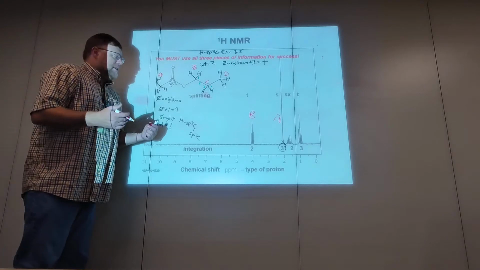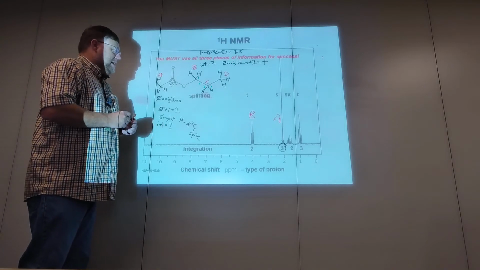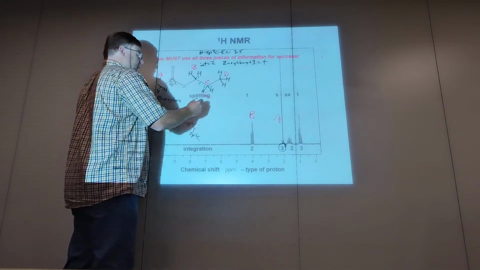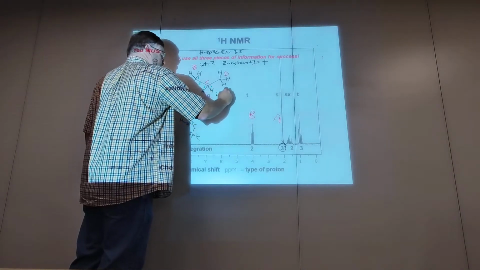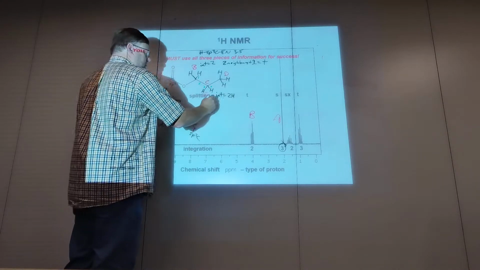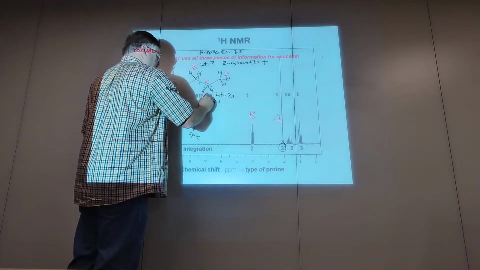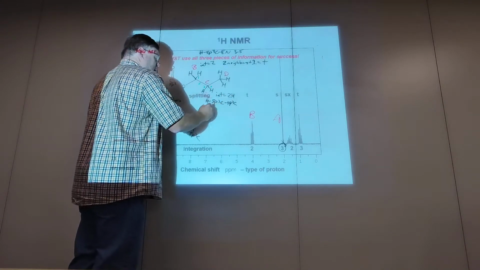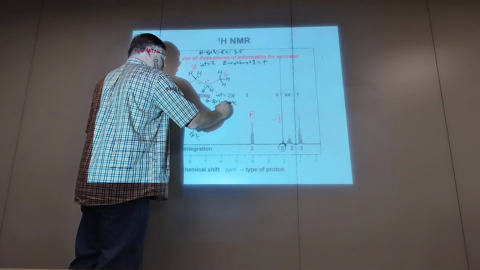So how about C? Can you do proton C? Well, C, 2 protons. So the integration here is going to be 2. What about the chemical shift? sp3, you've got an H bonded to an sp3 C, bonded to an sp3 C. It's going to be like 0 to 2 parts per million.